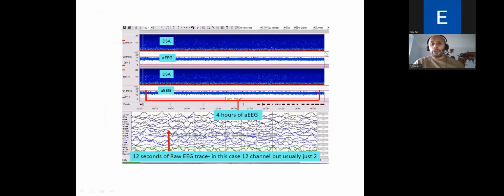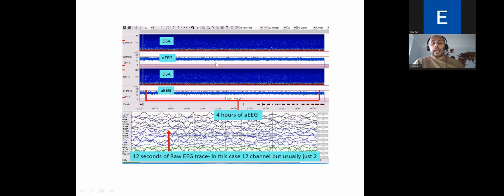So this is what a typical screen might look like. Okay, so you've got what we call digital spectral array, or DSA, how fast the activity is on the right side of the head, and then the amplitude integrated EEG, or CFAM, how big or small those waves are on a particular side of the head. So the top might represent the left side and the bottom the right side.